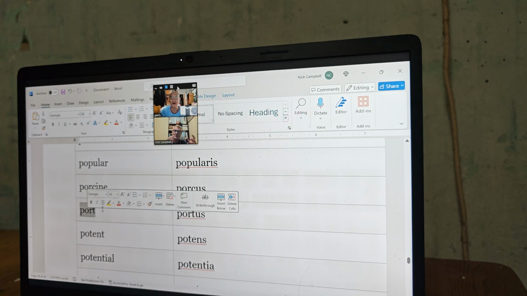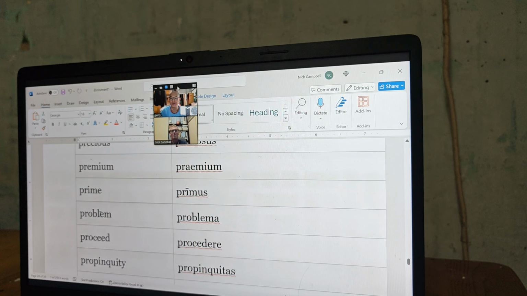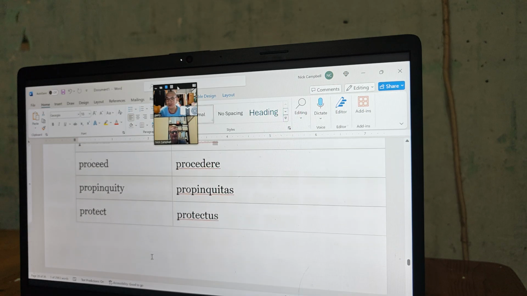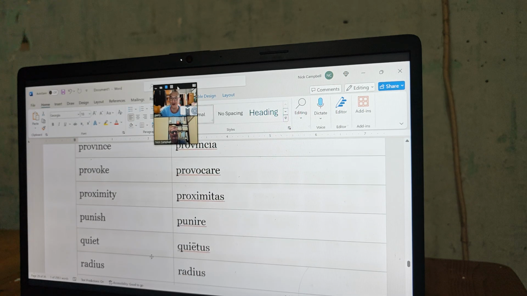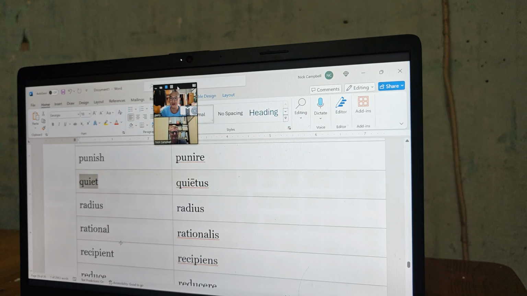Because of course there's all the trading with the Greek traders and the Latin, Roman traders. Premium, prime, problem. Again, you can see the same thing with just the A on the end. Protect. So many, right? Quiet.